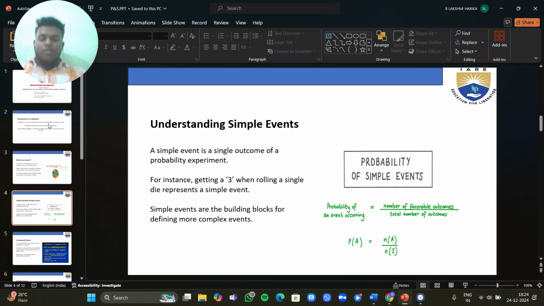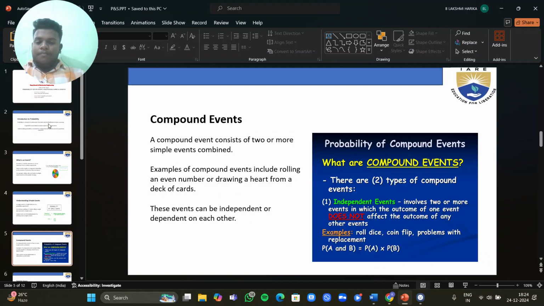For instance, getting a 2 when rolling a single die represents a simple event. A simple event is a single outcome of a probability experiment. Simple events are the building blocks for defining more complex events.